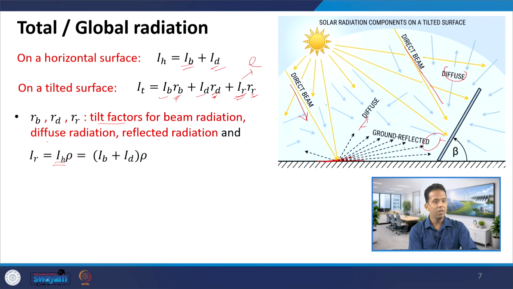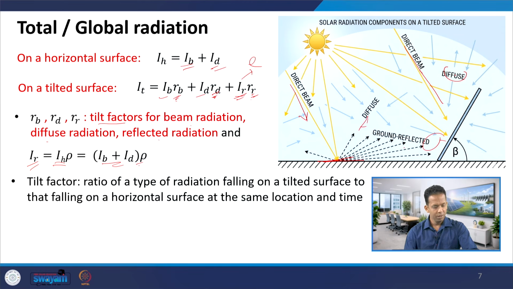What portion of it is reflected? So, it is IB plus ID into rho, that gives you reflected radiation. Tilt factor is the ratio of a type of radiation falling on a tilted surface to that particular type of radiation falling on a horizontal surface at the same location and time, that is called the tilt factor.